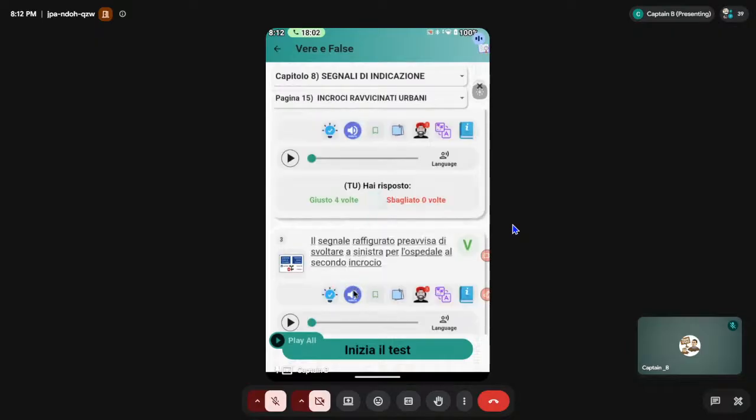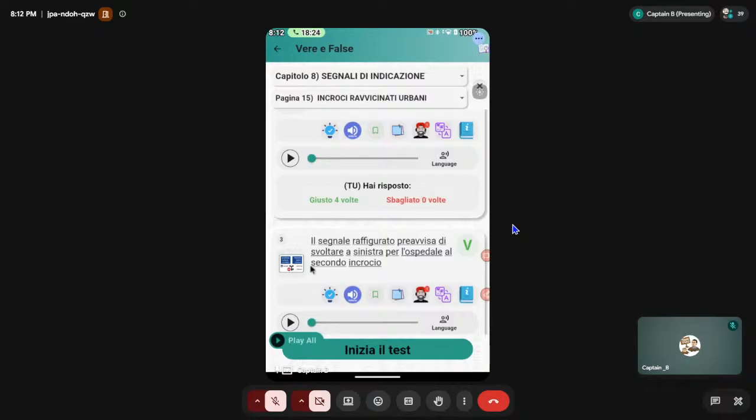Il segnale raffigurato preavvisa di svoltare a sinistra per l'ospedale al secondo incrocio? Now look carefully. Where did you see ospedale? If you look at the picture carefully, where did you see ospedale? The ospedale is found, you can zoom your screen if you want to, in the second junction.